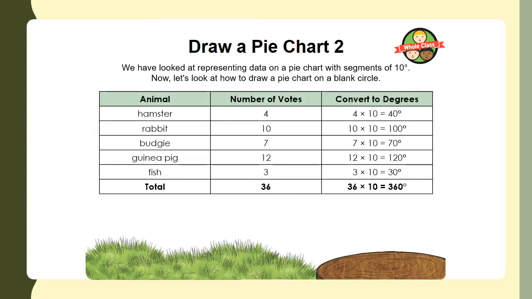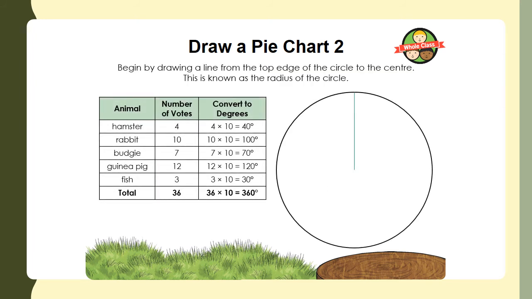We have looked at representing data on a pie chart with segments of 10 degrees. Now let's look at how to draw a pie chart on a blank circle. We begin by drawing a line from the top edge of the circle to the centre. This is known as the radius of the circle. So from the centre to the outer line is the radius. It might be a good idea to just write that down.